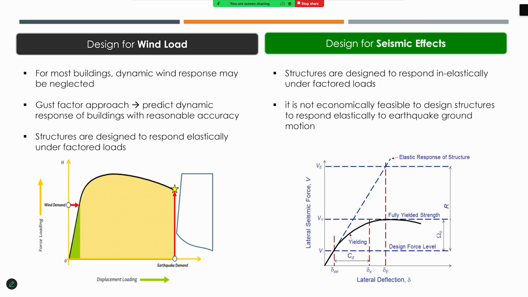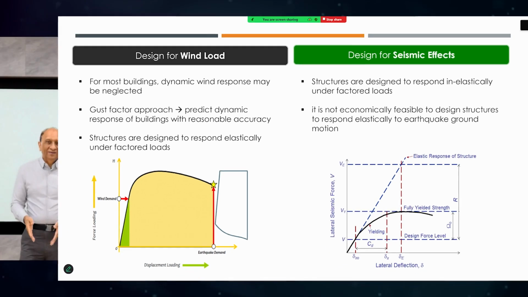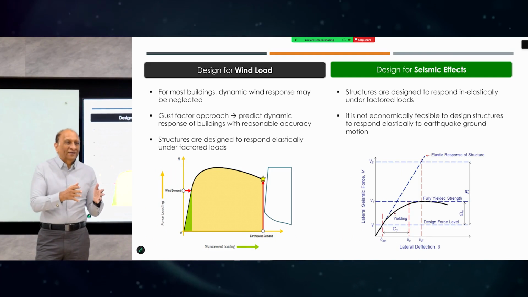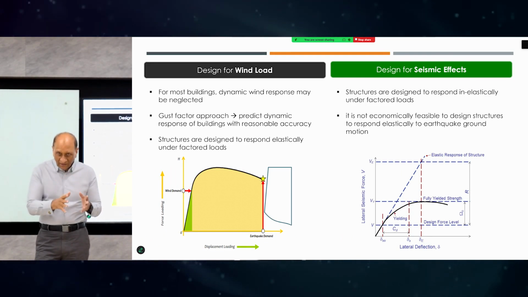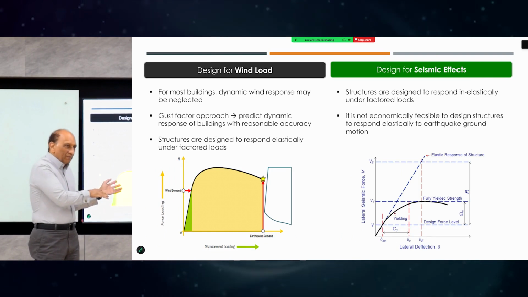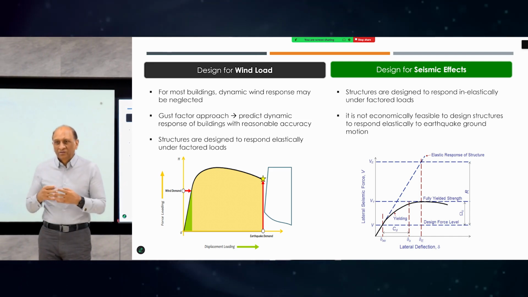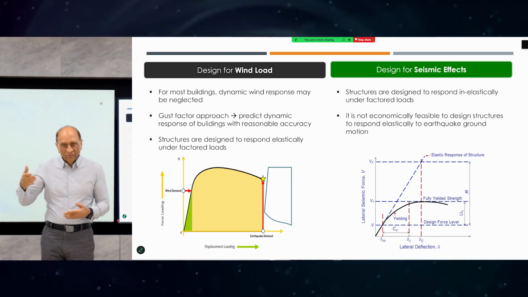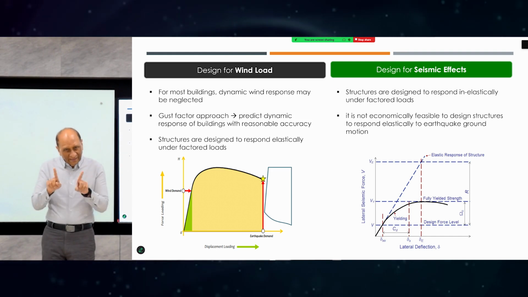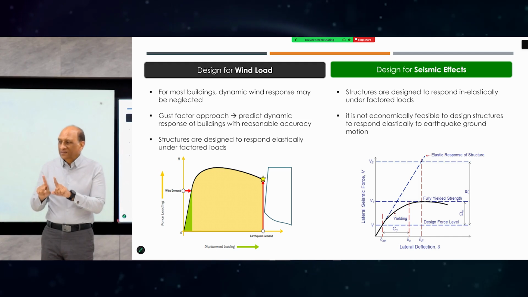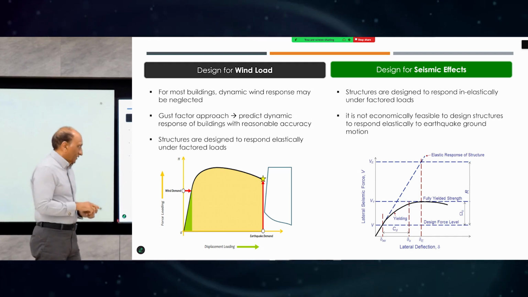But for earthquake, it's the opposite. We want the building not to be elastic, but to be inelastic and highly nonlinear, which means we want the structure to be ductile and soft. So if that is the case, then the same building we try to design for wind will require it to be elastic and stiff. When it goes to earthquake, we want the same building to be ductile and soft and not have high stiffness, because we want to reduce the force. So this creates a huge challenge to design the same building for wind and earthquake.